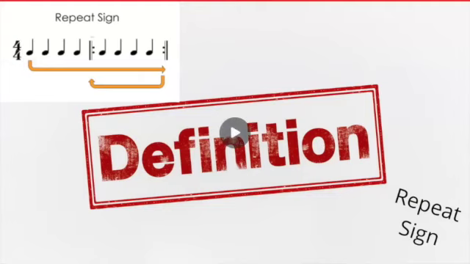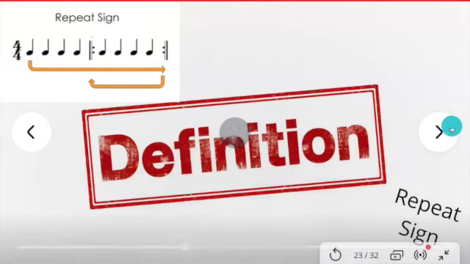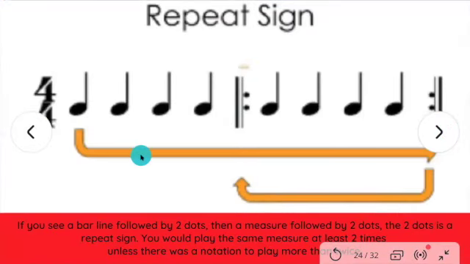Repeat sign. If we see these little double dots, if you see a bar followed by two dots, then a measure followed by two dots, the dots are a repeat sign. You would play the same measure at least 2 times unless there was a notation to play more than twice. It would be up here and it would say something like play 5 times. But if not, you would play from here to here twice.